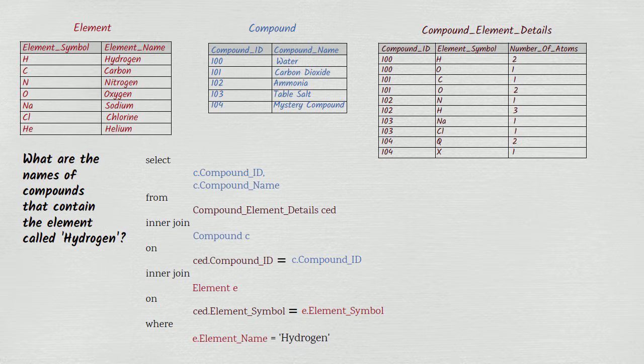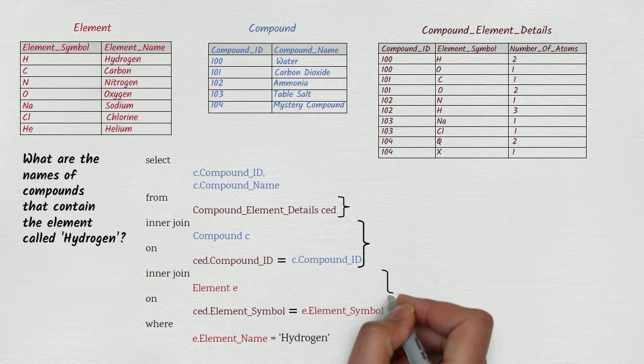The clause FROM compound_element_details CED signifies that one of the tables we're interested in is the compound element details table, and that throughout the rest of the query, we're going to be referring to that table by the nickname or alias CED. The clause INNER JOIN compound C ON CED.compoundID = C.compoundID signifies that we're joining the CED table to the compound table, nicknamed C, in a way that matches the compound ID from the CED table to the compound ID from the C table.